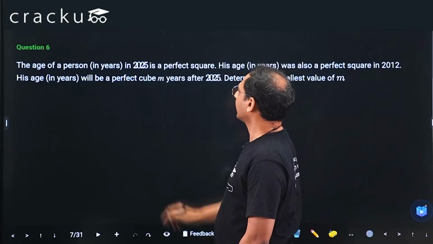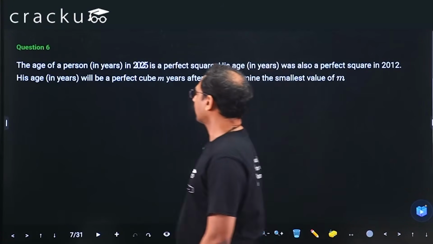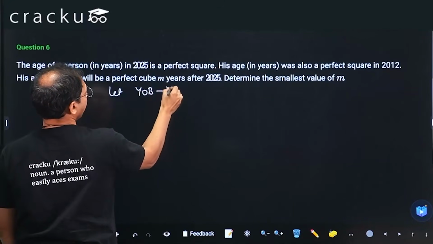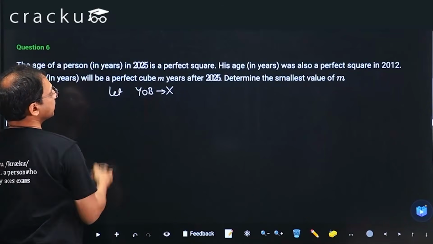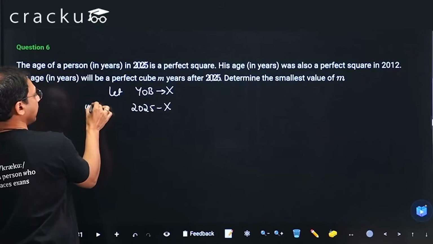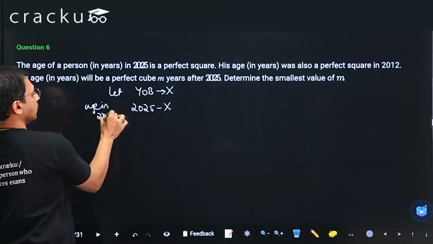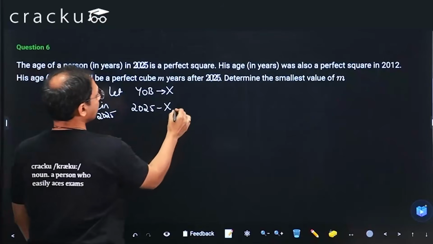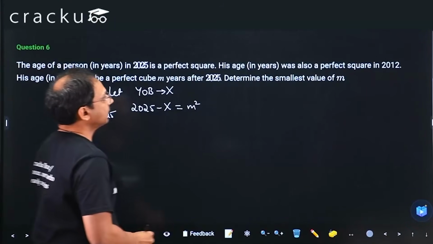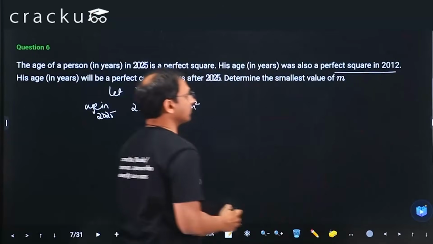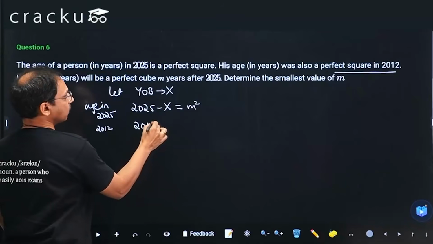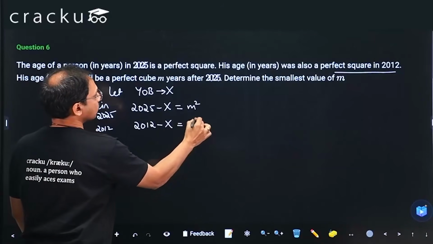The age of a person in 2025 is a perfect square. So let us say the year of birth is X. So what will be the age in 2025? 2025 minus X. This is the age in 2025. It is saying this is a perfect square. Let us call it M square, where M is some integer. His age is also a perfect square in 2012. His age in 2012 will be 2012 minus X. This is also a perfect square.